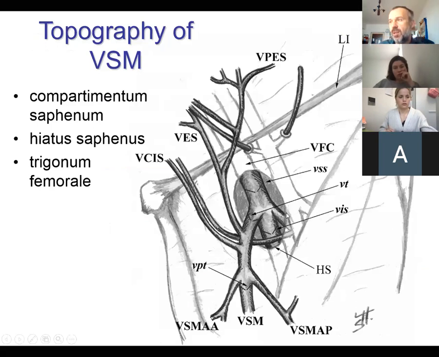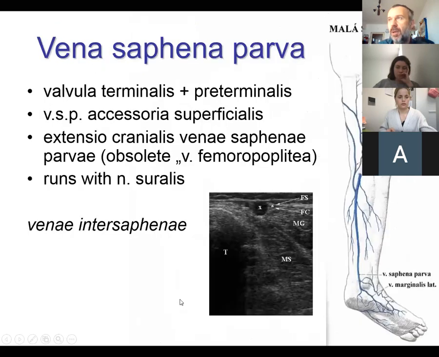Just for topography, to understand that the great saphenous vein submerges in the saphenous hiatus in the fascia lata. Yeah, nothing new here. And the lesser saphenous vein: it originates from the lateral marginal vein, runs on the posterior aspect of the thigh, submerges into the fascia, and drains usually into the popliteal vein. Here you can see the continuation cranially, which we call cranial extension. I hope you remember this from the dissection course.